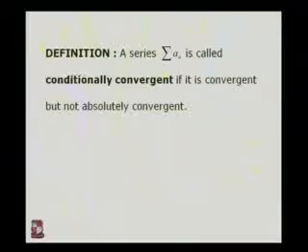If we take the absolute series, then all terms are positive, and we need to check the convergence of that absolute series again. If the absolute series is convergent, then the alternate series is absolutely convergent. If the absolute series is divergent, then the alternate series is conditionally convergent. Let us look at one example to check whether it is conditionally convergent or absolutely convergent.